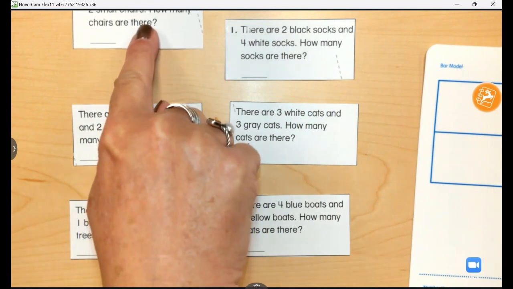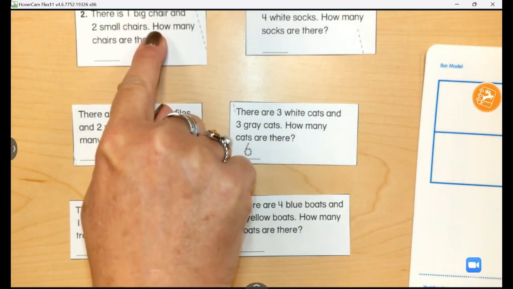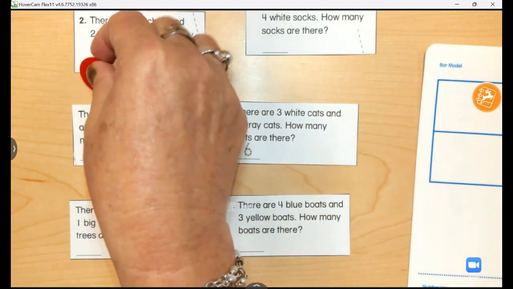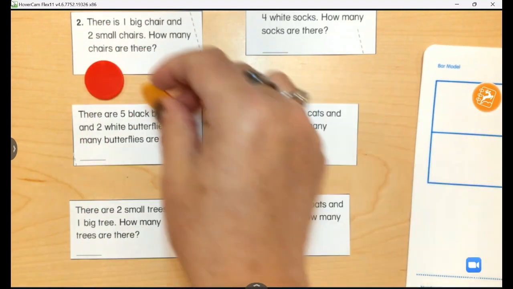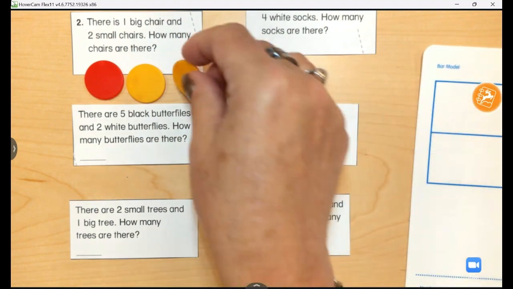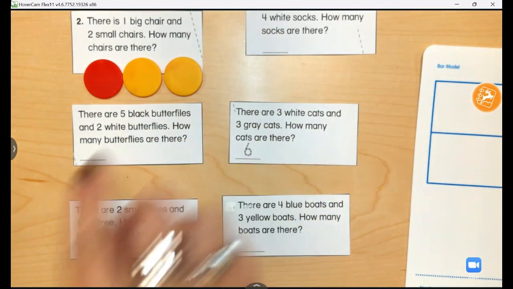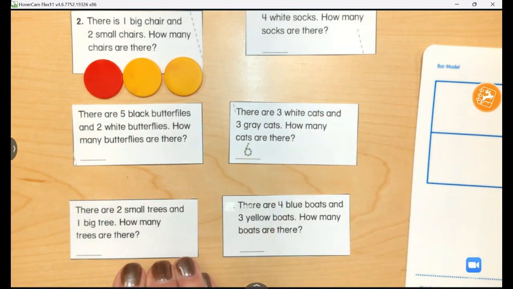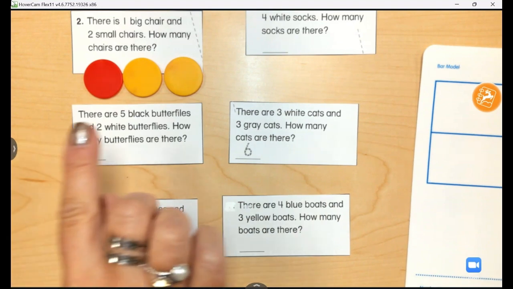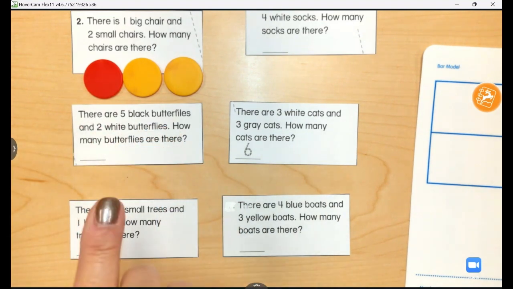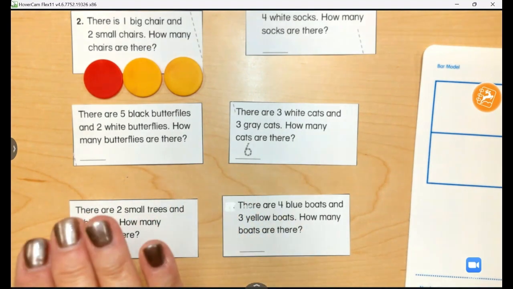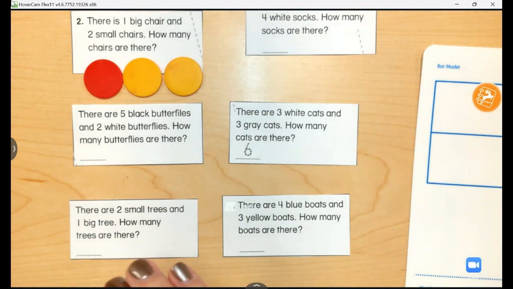All right, so this problem is telling me there's one big chair and 2 small chairs. So here's my one big chair, and here are my 2 small chairs. I'm going to see that that's 3. Now I'm going to tell my students as we start this activity that somewhere in this activity, there's a match for that. They just solved this problem, and somewhere there's another problem that's going to match that. It may not be in the same order, and it may not look the same when they model it, but the models are going to be equal when they finish.